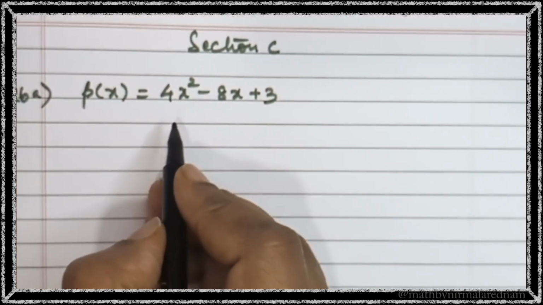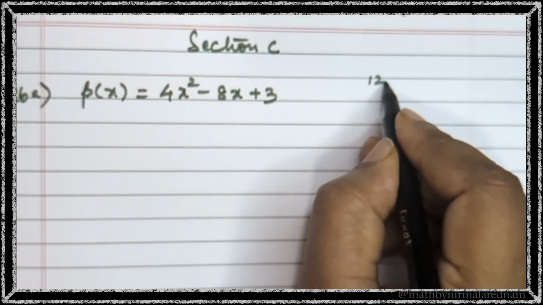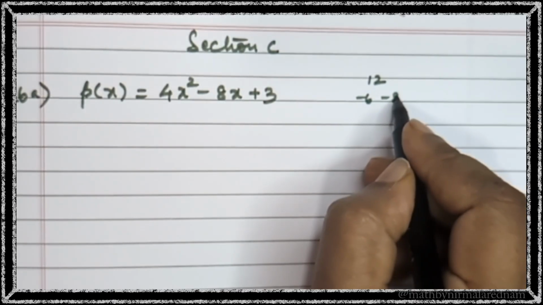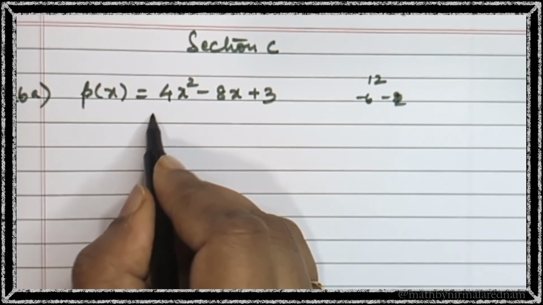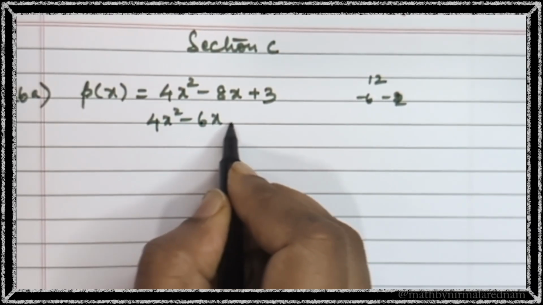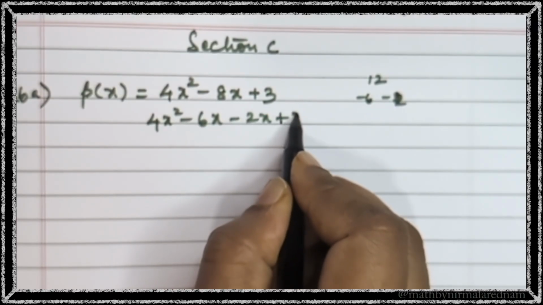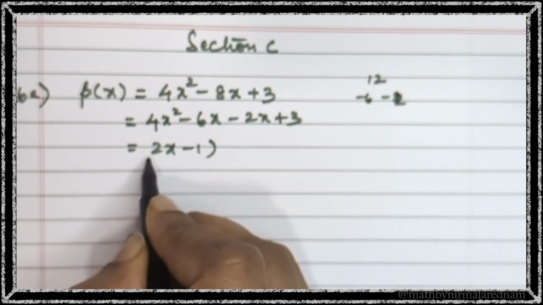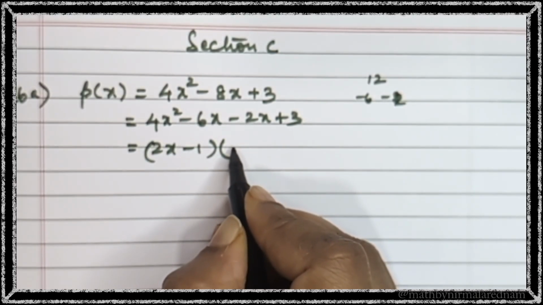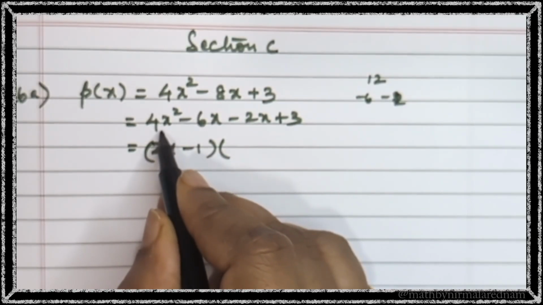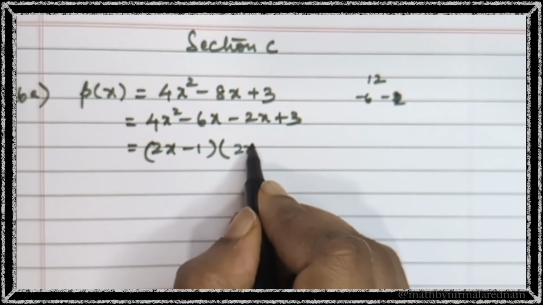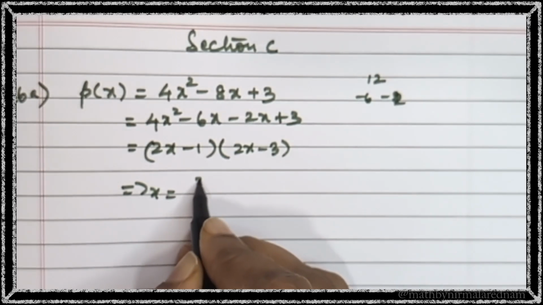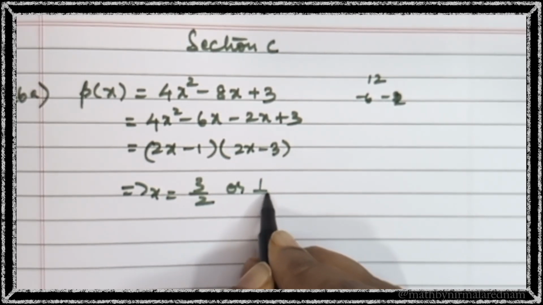right? So if I factorize this, the product is 12 and the sum is minus 8. So I can write it as minus 6 into minus 2, right? So you can factorize it like that, or you can use the formula like I mentioned, right? This is nothing but 2x minus 1 into, you have taken out 2x minus 3, right? So implies x is equal to 3 by 2 or 1 by 2.